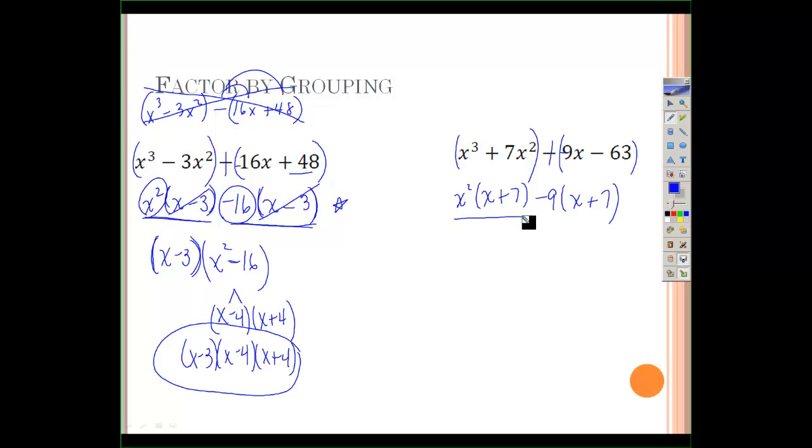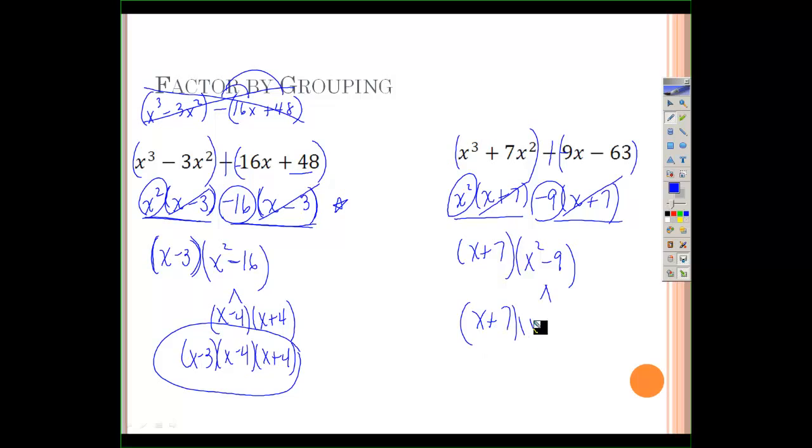Now looking at this term and this term, the part that they have in common is actually the whole quantity x plus 7. So I pulled that out of both of them, and what's left is the x squared minus 9. So that's what's going to go in the second parenthesis. And I'm just going to continue on. x plus 7, x minus 3, x plus 3. That's my leftover stuff. So here's my completely simplified expression right here, factored out.